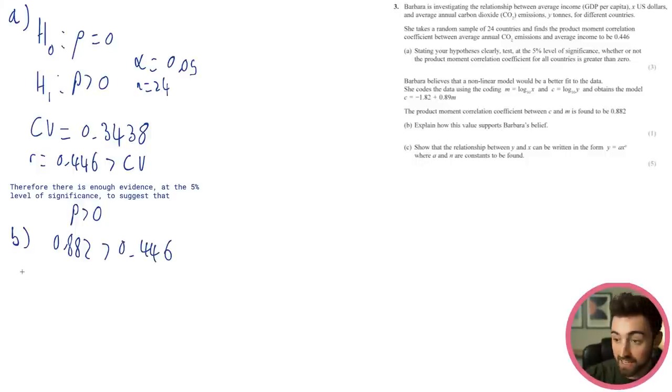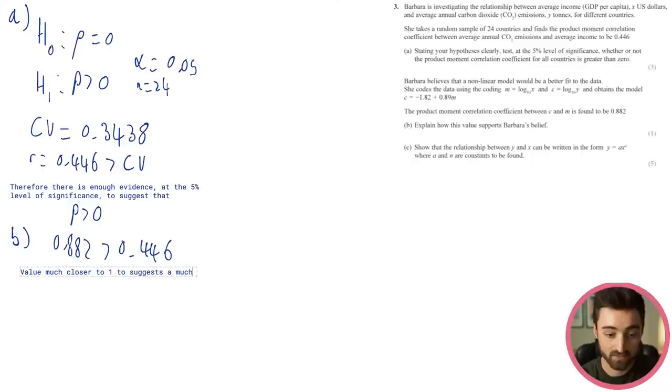So I would say that a value much closer to 1 suggests a much better correlation, and therefore supports Barbara's belief. It's a quick mark as well, isn't it?